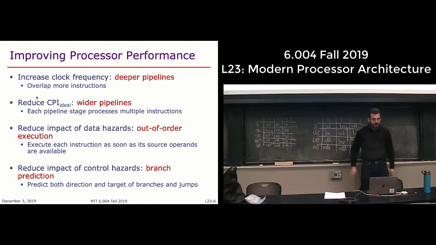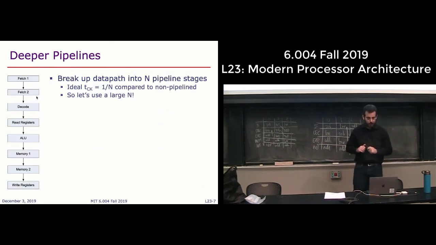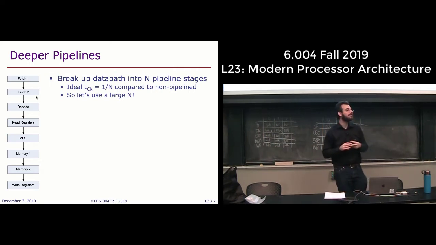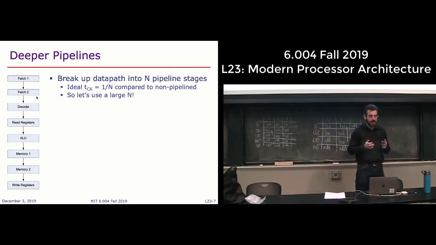Okay, so these techniques actually get you pretty good performance. Let's see them in a little bit more depth. So the first one is deeper pipelines, right? The processors that you're going to build in the project have 4 stages, 5 stages. It's easy to get 1.5, maybe 2 gigahertz. But if you want to run at 4 or 5 gigahertz like modern processors, you need to break the processor into more pipeline stages.